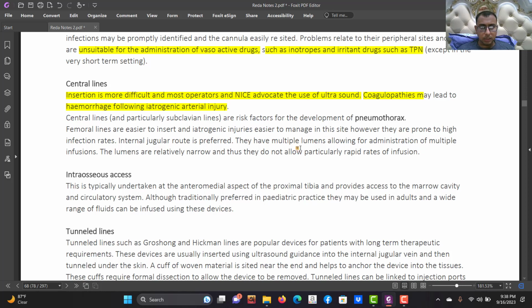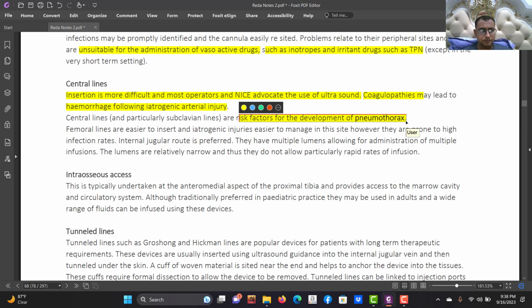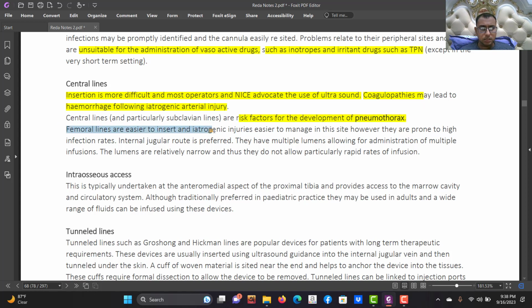In the case of a central line, there is a chance of pneumothorax because the apex of the lung is present just behind the jugular vein. That's why there is a chance of creating a pneumothorax. The femoral line is easier to insert, and iatrogenic injury is easier to manage at this site, but they are prone to high infection rates. So a femoral line is easy to insert, but there is a chance of infections.